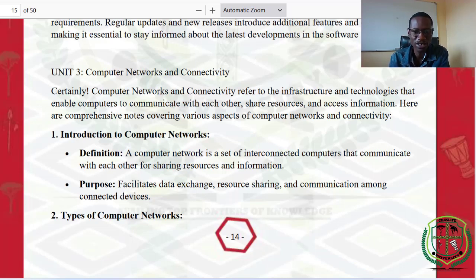So then, what is the purpose? All right, the purpose is to facilitate data exchange, resource sharing, and communication among connected devices. So there are three purposes, okay, three goals. One, to facilitate the exchange of data. Secondly, to facilitate resource sharing, and thirdly, to communicate among connected devices. Okay, so that's the purpose of a computer network.